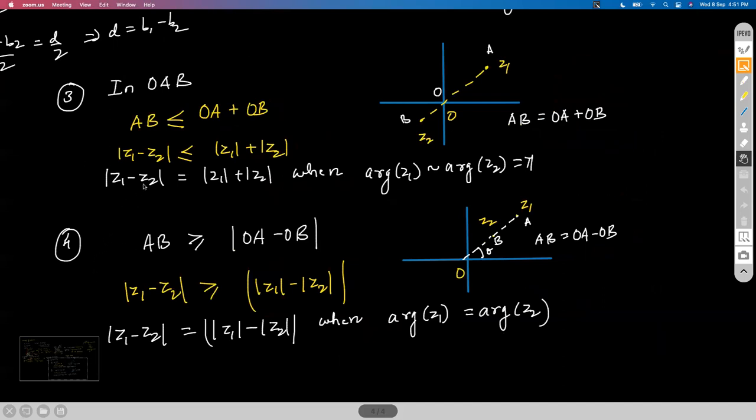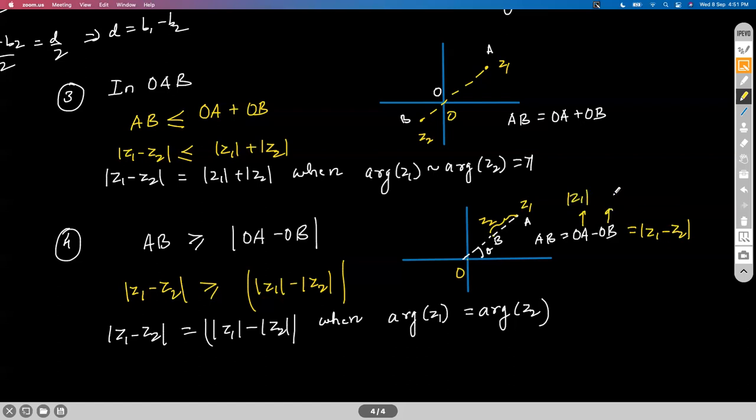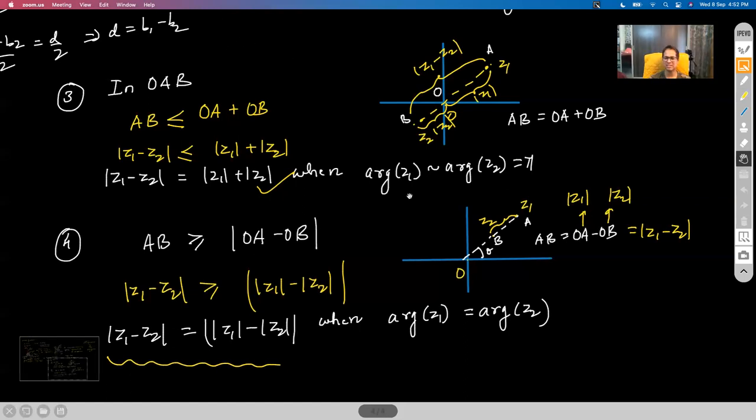Setu has a question. Sir, in the figure, why is AB Z1 minus Z2? AB is not Z1 minus Z2, my dear friend. AB is the modulus of Z1 minus Z2, the distance between Z1 and Z2. OA is mod Z1 and OB is mod Z2. AB is the distance between Z1 and Z2, and isn't it equal to mod Z1 plus mod Z2? That's how this condition holds true in the situation I have drawn, where the difference of the arguments is pi. So it's a realization of the same concept through a diagram.